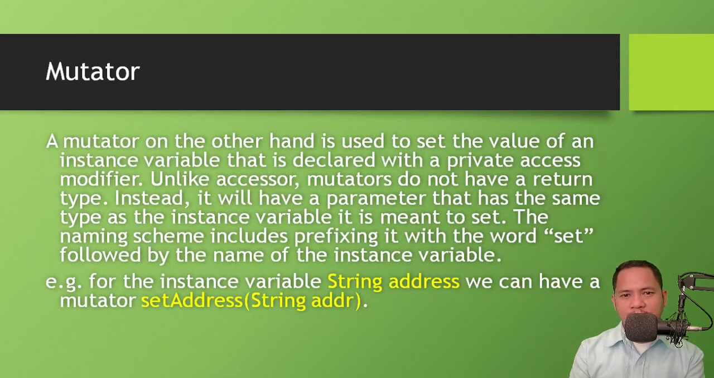Unlike accessors, mutators do not have a return type. Instead, it will have a parameter that has the same type as the instance variable it is meant to set. The naming scheme includes prefixing it with the word set, followed by the name of the instance variable. For example, for the instance variable string address, we can have a mutator set address with a parameter inside of it, which is a string, and that is how you create or define mutators.